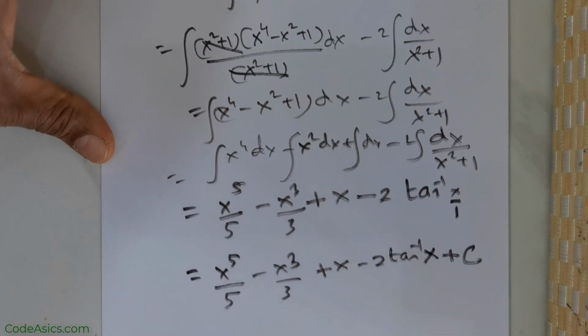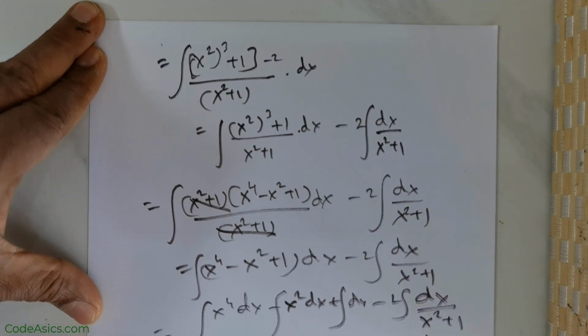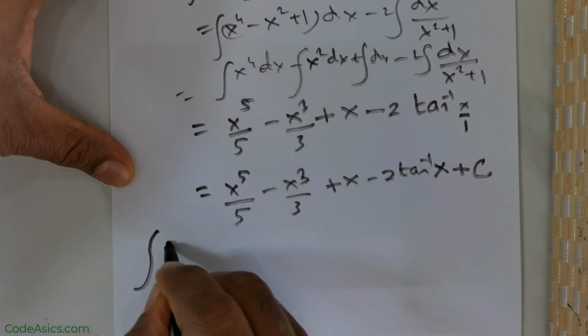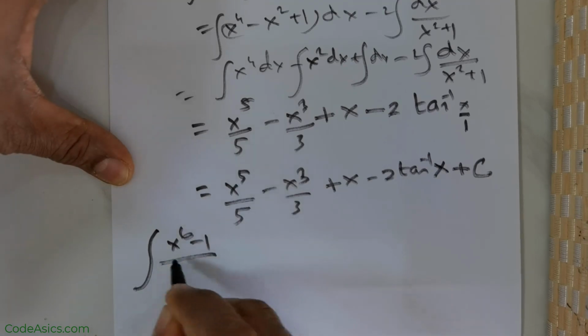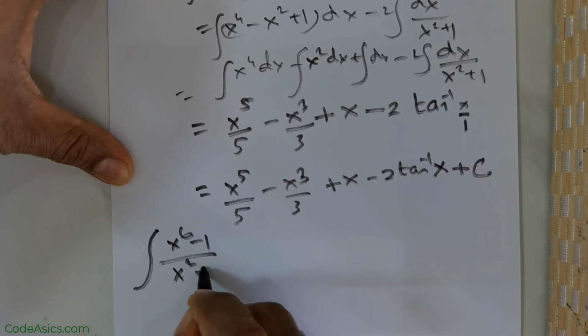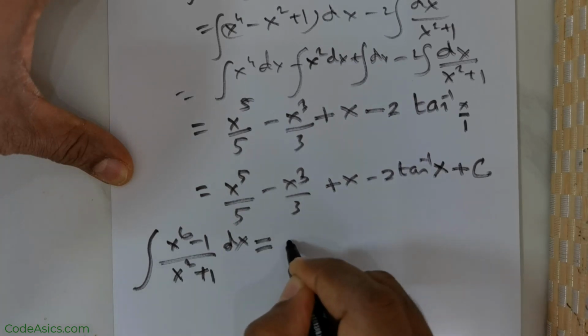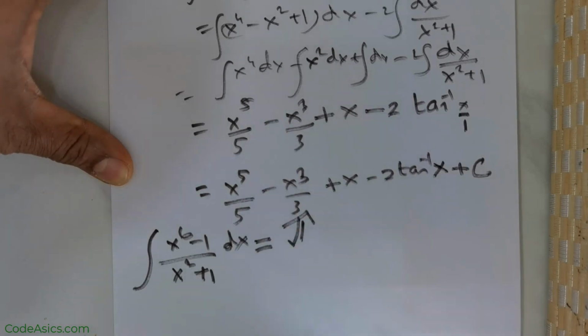So that is the solution for the question, the integral of x to the power of 6 minus 1 divided by x squared plus 1 times dx. Right, this solution is present over here.